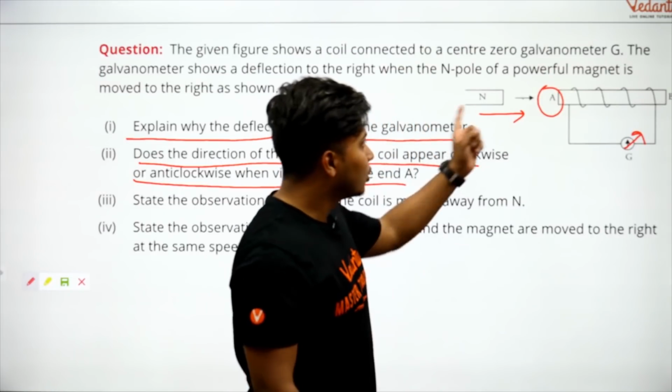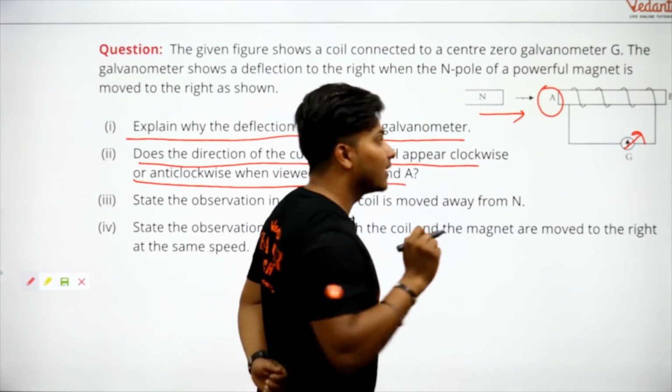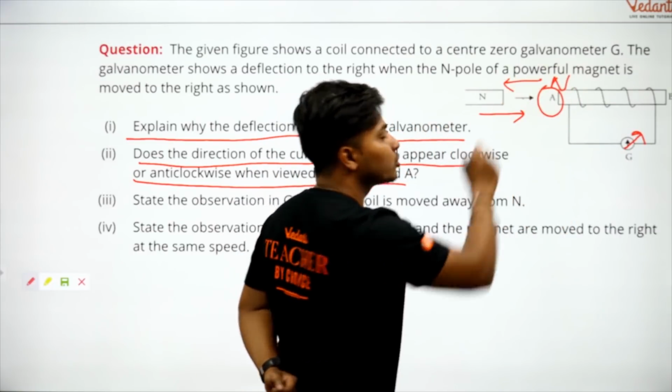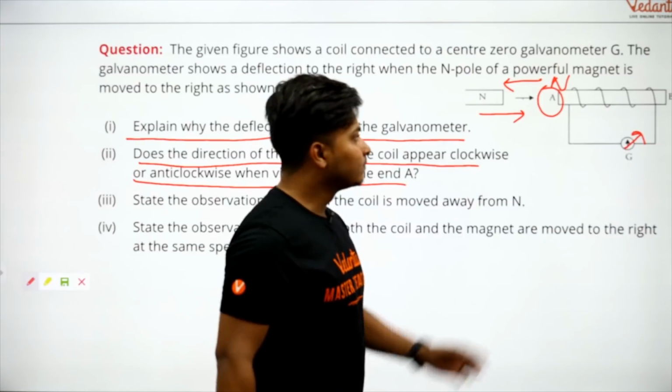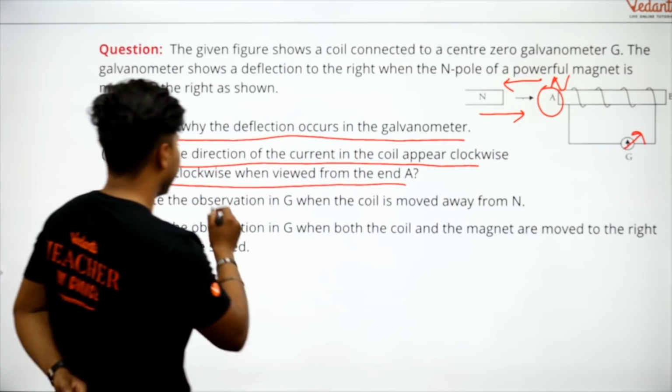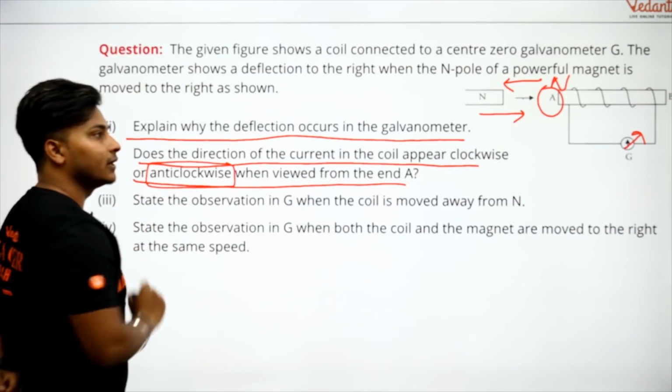What does it state? The north pole is going towards it. So according to Lenz's law, there must be a north pole created here which can oppose the motion. So north pole here, then what will be the direction of the current? Clockwise or anti-clockwise? You know the answer. It's definitely going to be anti-clockwise.